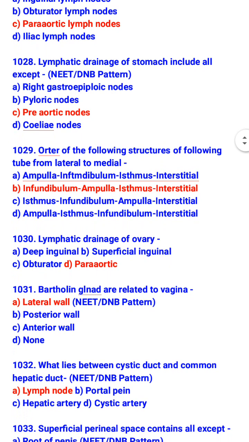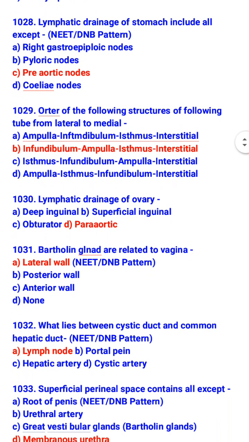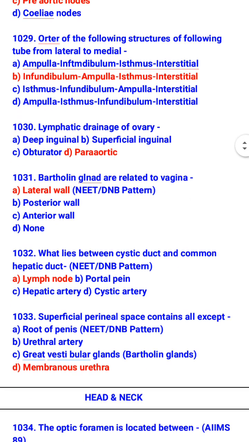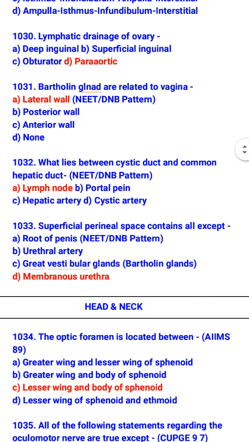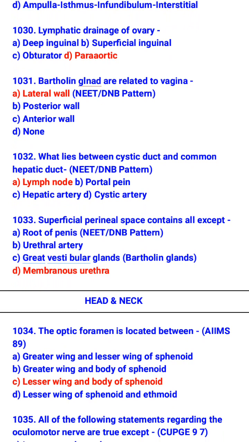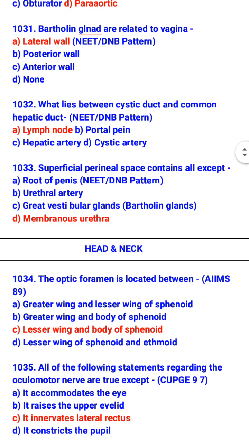Lymphatic drainage of ovary is para-aortic. Bartholin gland is related to vaginal lateral wall. What lies between cystic duct and common hepatic duct? Lymph node. Superficial perineal space contains all except membranous urethra. So the superficial perineal space contains root of penis, urethral artery and greater vestibular gland.